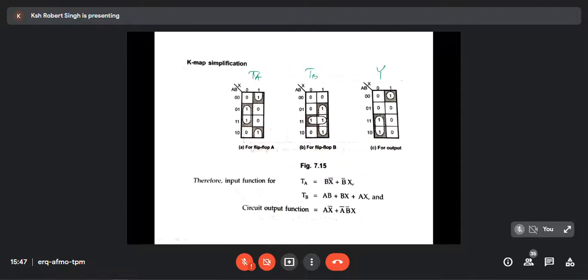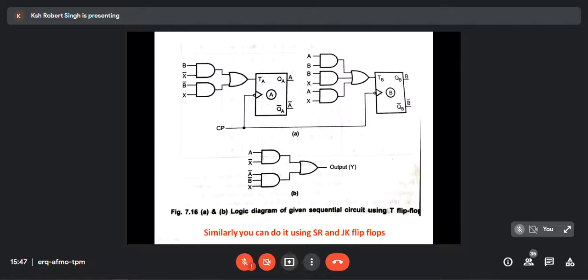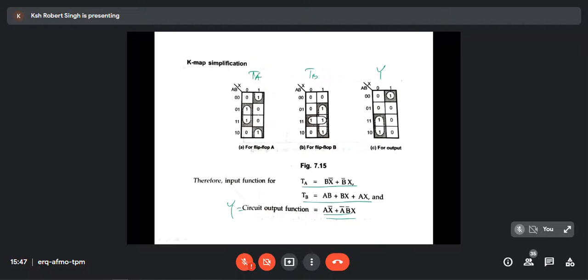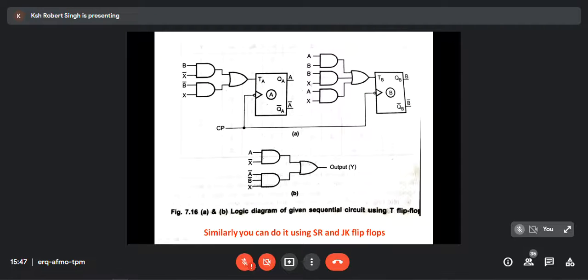Yes, sir. Then you can find the expression very easily. TA is like this, TB is like this, and this is the output Y. Y is equal to like this. Very easily you can find out. Once you know this expression, you can draw it very easily. Now you are drawing it, joining this and that. Why? Because it looks very simple. The expression is simple, so you are making connections like this. No problem. It is a sequential circuit. Clock is given together. No problem.